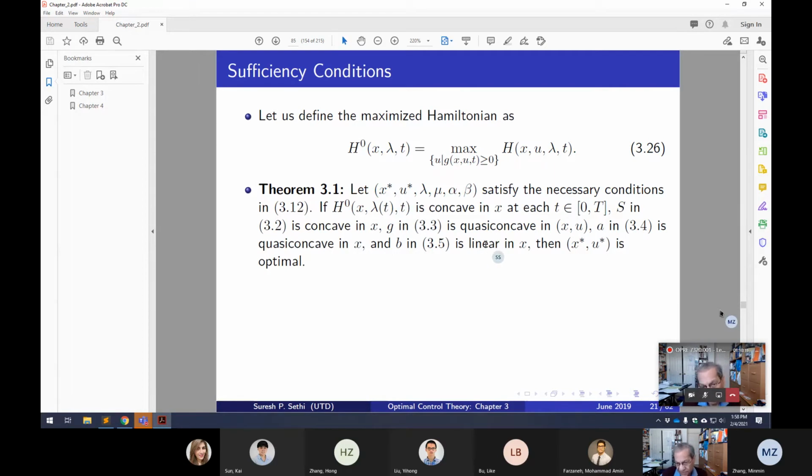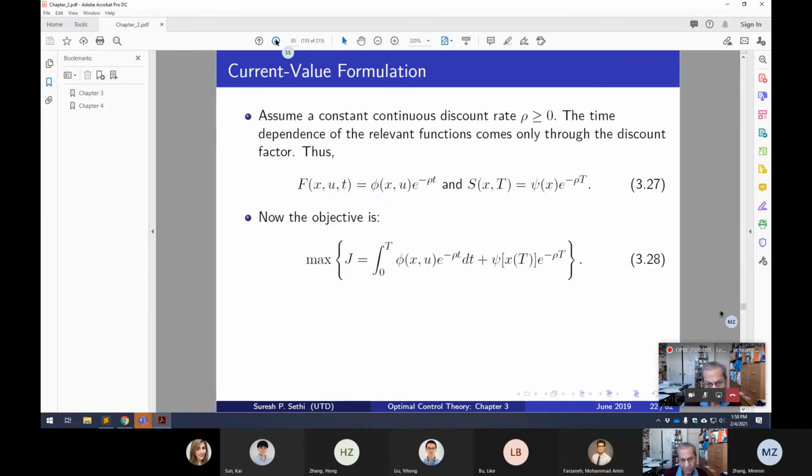Okay, so if that's linear, then x star, u star is optimal. So this is our sufficiency condition of chapter 3. This is where we come to discounting.